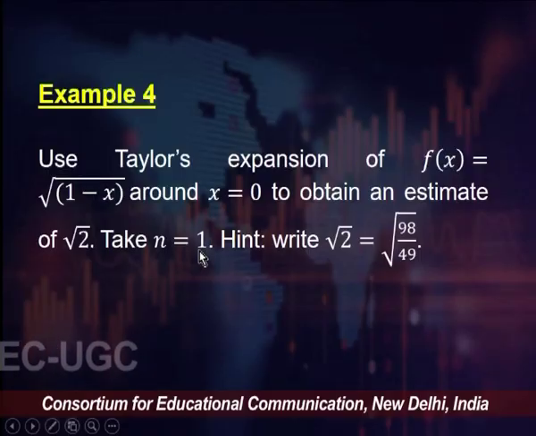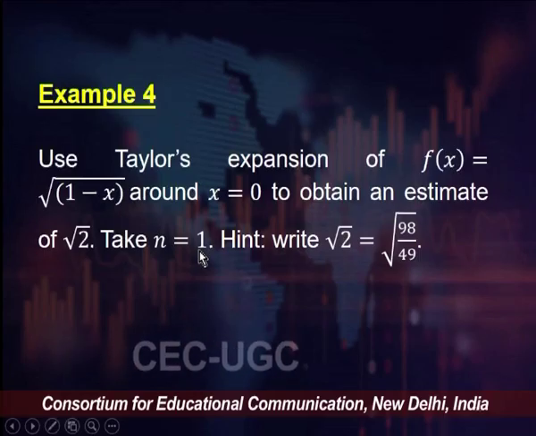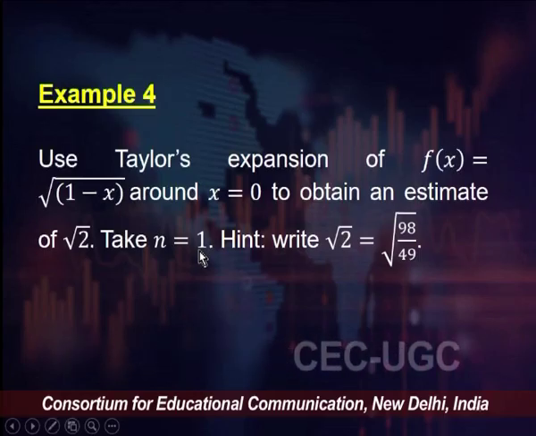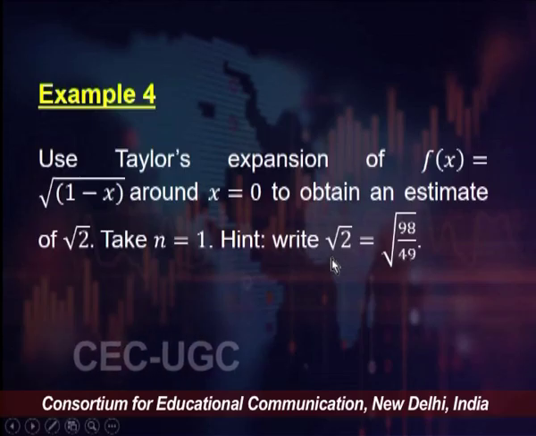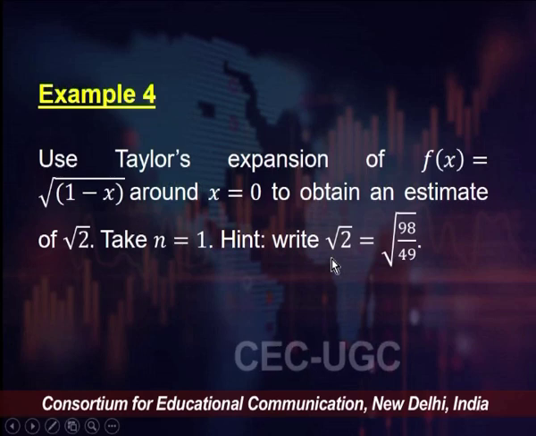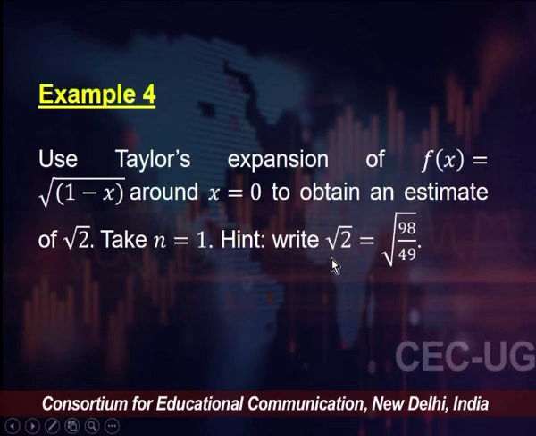So here we are taking n equal to 1, the order of the approximation; it's a linear approximation that we need. Now there's a hint that has been given to you: write the square root of 2 as the square root of 98 by 49. Right? We can do it that way. And again, we're going to use the same kind of manipulation that we did a little while ago for calculating the square root of 82 or the other calculation that we did. Basically we have to make sure that x is close to 0.